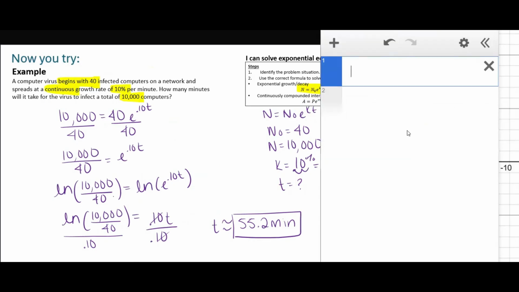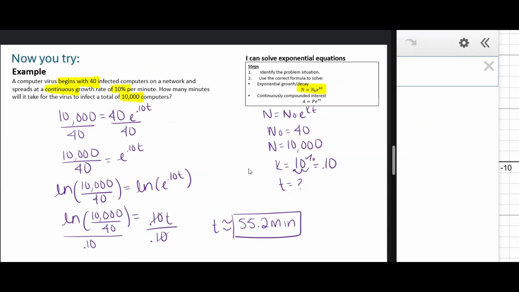So here we have a computer virus that begins with 40 infected computers and then spreads at a continuous growth rate of 10% per minute. How many minutes does it take the virus to infect 10,000 computers? So since it says continuous growth here, we're going to use the formula N equals N naught e to the kt. Let's identify the key values. The starting value is N naught, which is 40. We're going to end up with 10,000 infected computers, so that's N. k is 10%, which we convert to a decimal as 0.10, and we're trying to find t. So this is going to give us 10,000 equals 40 e to the 0.1t.